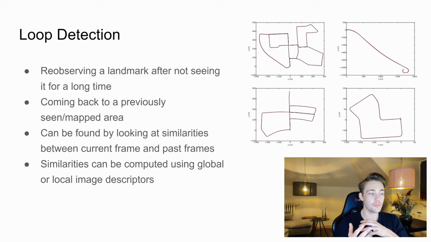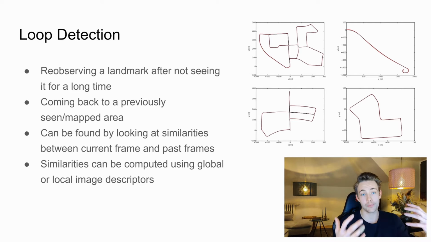It could also be that we're coming back to a previously seen or mapped area. It can be like we're storing features in a bag of words, like a visual bag of words. We've seen those features before, so we say take the loop. Again, we do global optimization to get a better and more refined map of our environment from our camera poses.